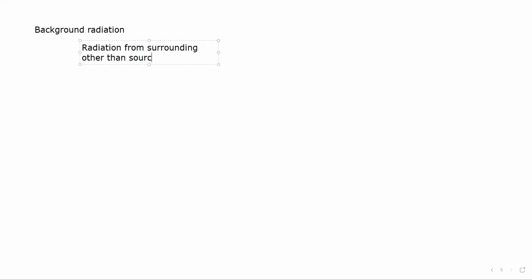Now, what is the background radiation? Background radiations are radiations from the surrounding, other than the source. So radiations from the surrounding other than the source are referred to as background radiation.